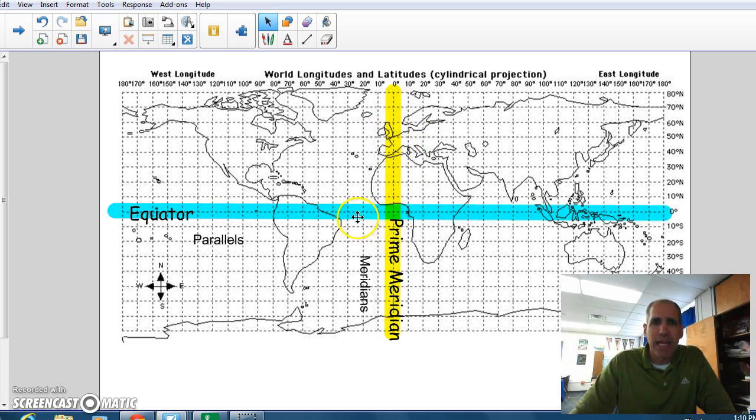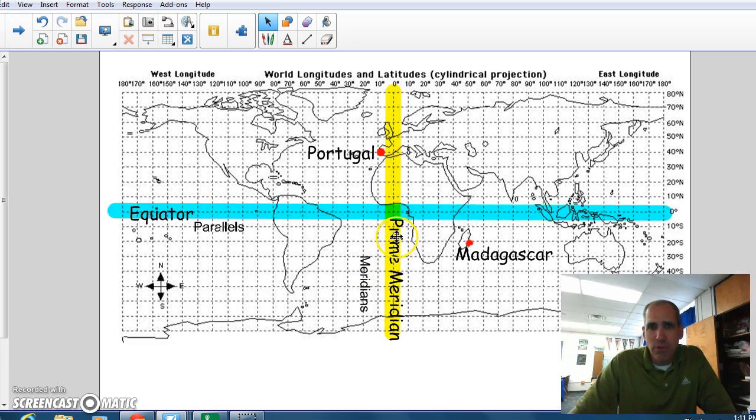So these are the main lines that help us to understand the latitude and longitude lines. The Prime Meridian is the main longitude line, and we call those longitude lines meridians. So this is the prime or main meridian, and then all these other lines that come out from that are called meridians. And you can see up along the top, these are numbered all the way to 180 degrees.